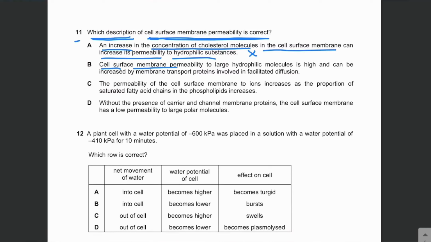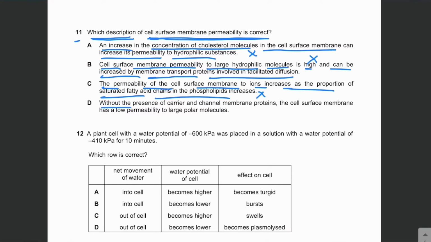Cell surface membrane permeability to large hydrophilic molecules is high. No, it's not high, it's low, and can be increased by membrane transport proteins involved in facilitated diffusion. Guys, the permeability to large hydrophilic molecules can be increased by membrane transport proteins, but it's not normally high. So B is wrong. The permeability of the cell surface membrane to ions increases as the proportion of saturated fatty acid chains in the phospholipids increases. No, guys, saturated fatty acids or unsaturated, they both prevent the passage of ions through the phospholipid bilayer.